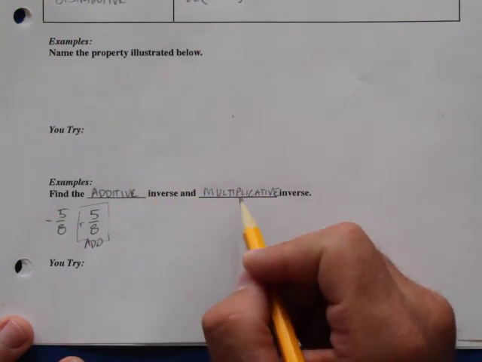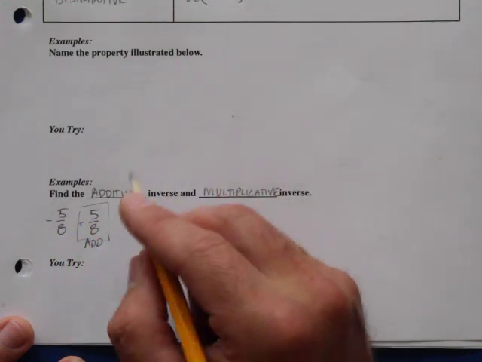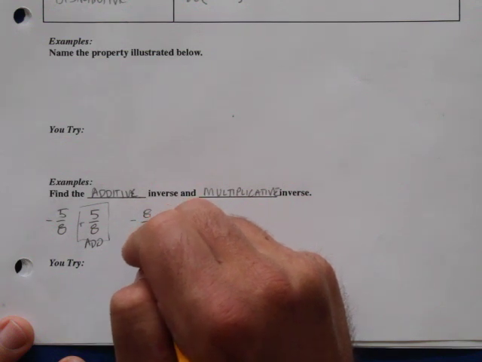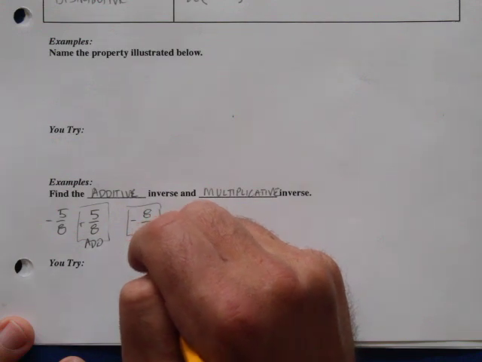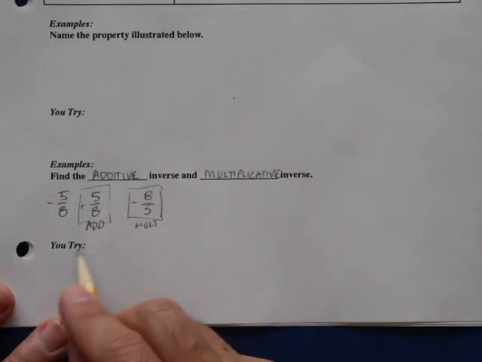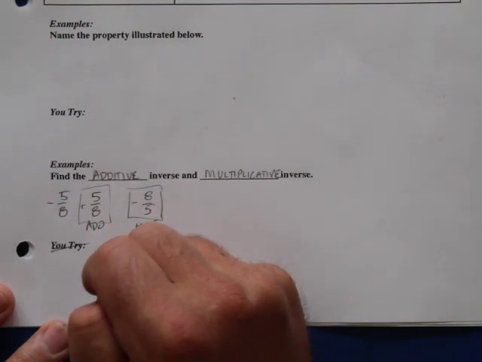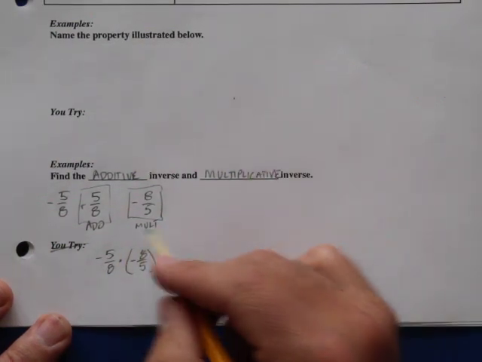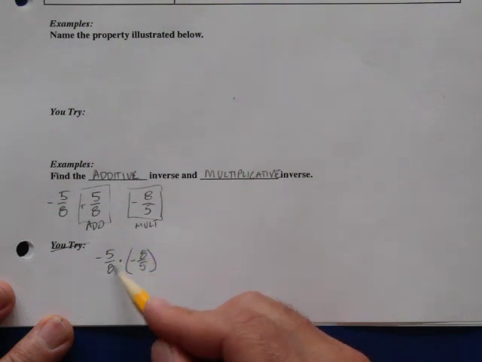Now, if I want the multiplicative inverse, I want to know, what do I multiply this by to get positive 1? So if I multiply this by negative 8 over 5, that'll get me positive 1. Should we do that work real quick? Let's do it right here. Negative 5/8 times negative 8 over 5. Let's make sure this comes out to be 1.